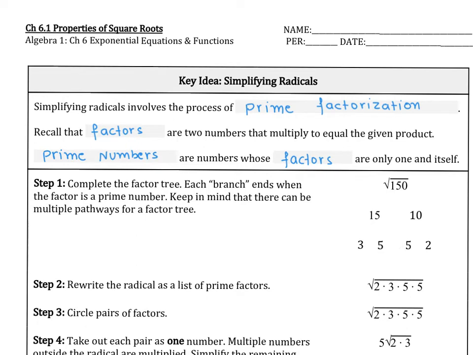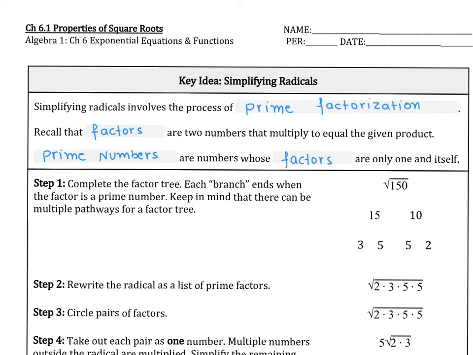Recall, factors are two numbers that multiply to equal the given product. So for example, if you have 12, the prime factors of 12 are 2 times 2 times 3. But if you have just simply two factors of 12, that's going to be 4 times 3. So the two numbers that multiply to get the original number. Prime numbers are numbers whose factors are only 1 and itself.